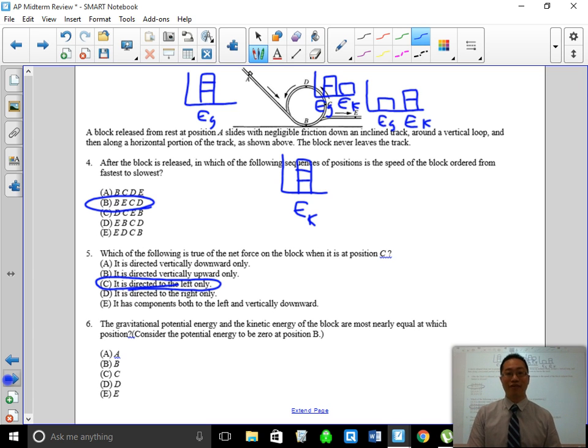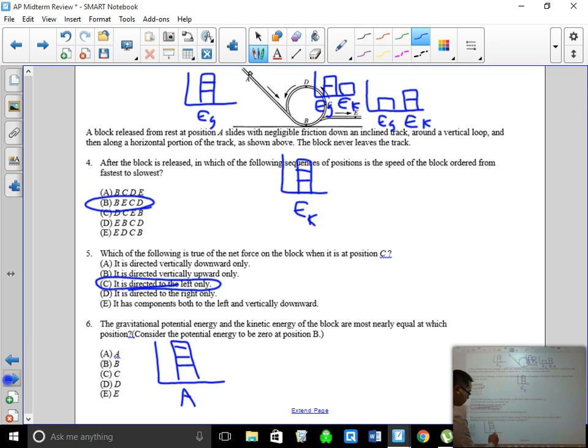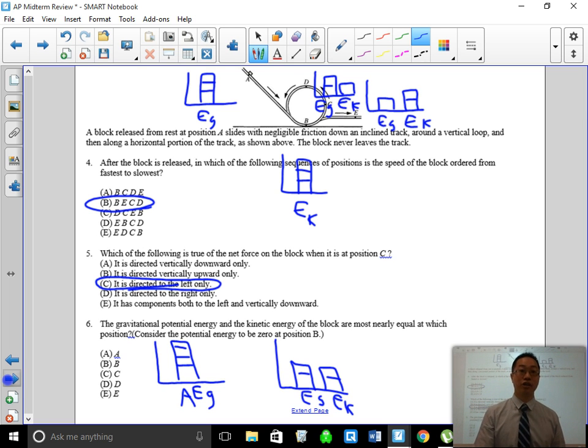And when we're talking about the gravitational energy, we're asking when the gravitational and kinetic energy are most nearly equal. If we assume at the very beginning, at A, that there were 4 blocks of EG, then if you want it to be equal, at the next position, it will have to be 2 blocks of EG and 2 blocks of EK. So 2 blocks of EG literally means half the energy or half the height. And half the height would be from here to here, point C.